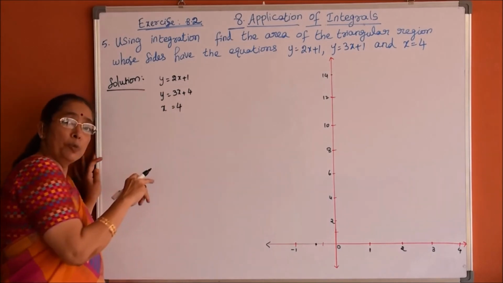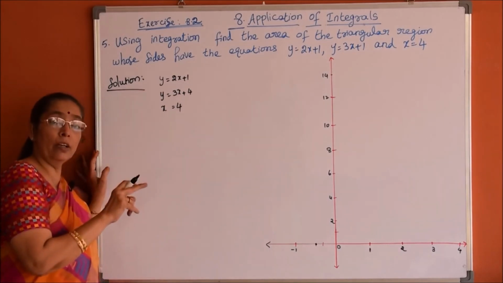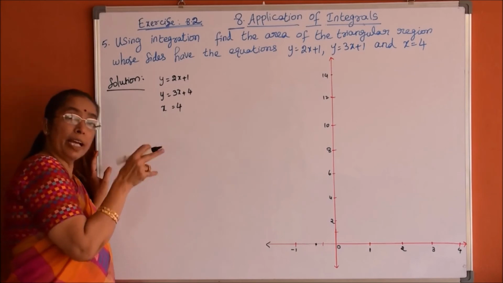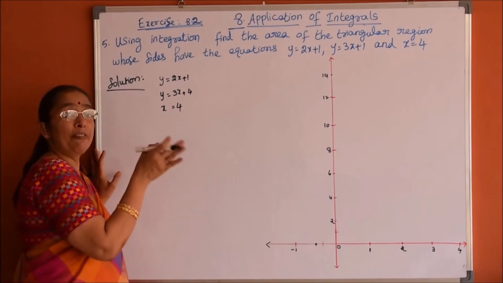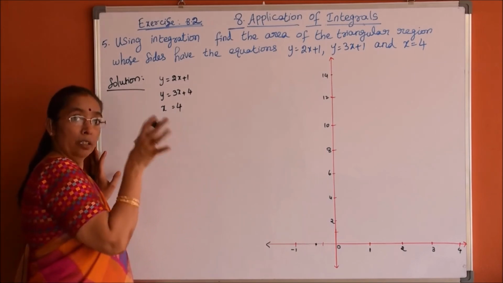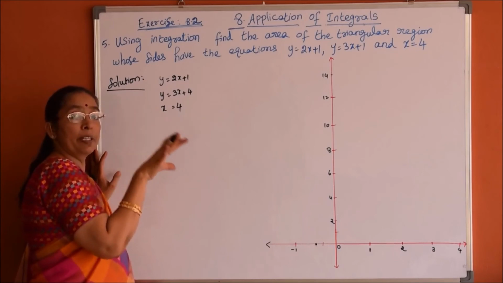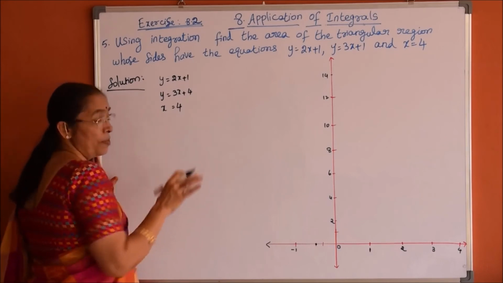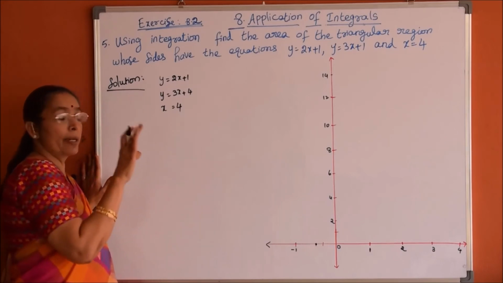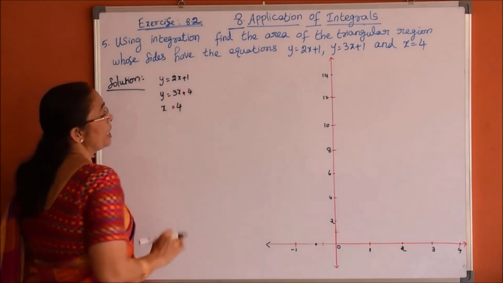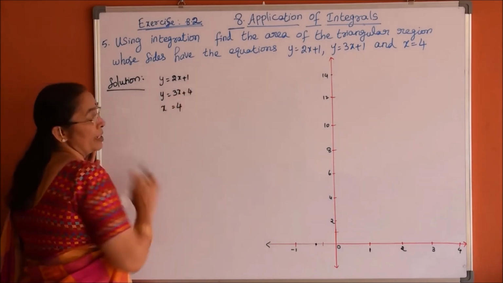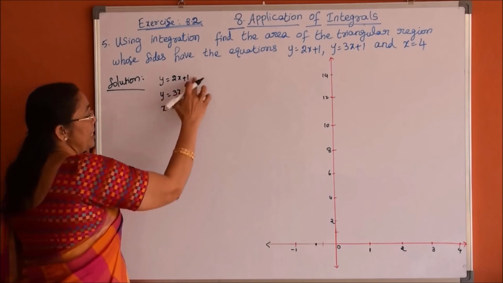In the previous problem, vertices of the triangle were given. We found the sides of the triangle, then we found the area covered by the triangle. Now, in this problem, the sides are given. So, we first sketch these straight lines.